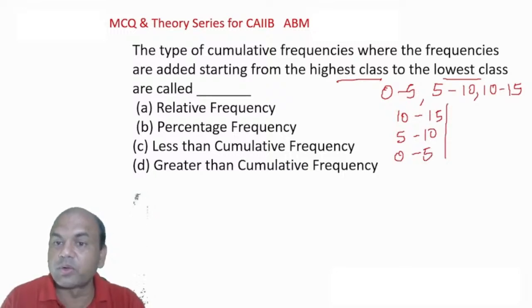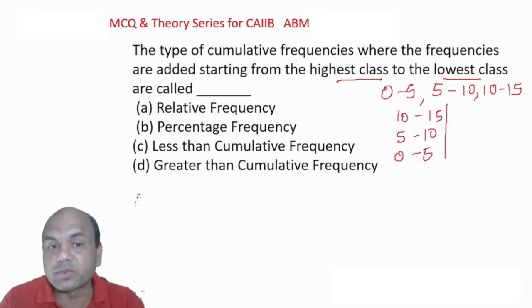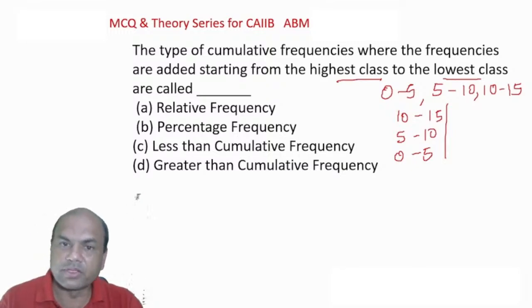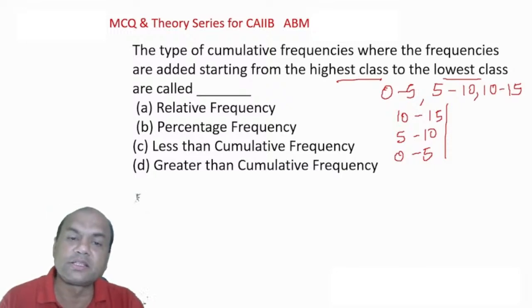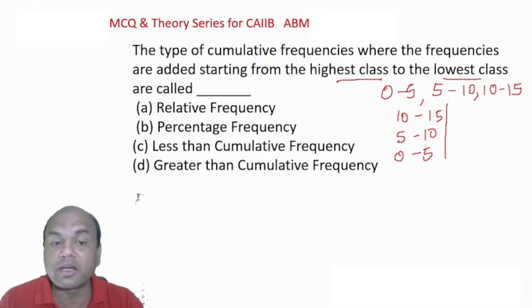In that case, if I go in this way, what is it called? This is a question. The type of cumulative frequency where the frequencies are added starting from the highest class to the lowest class is known as what? Relative frequency, percentage frequency, less than cumulative, or greater than cumulative?